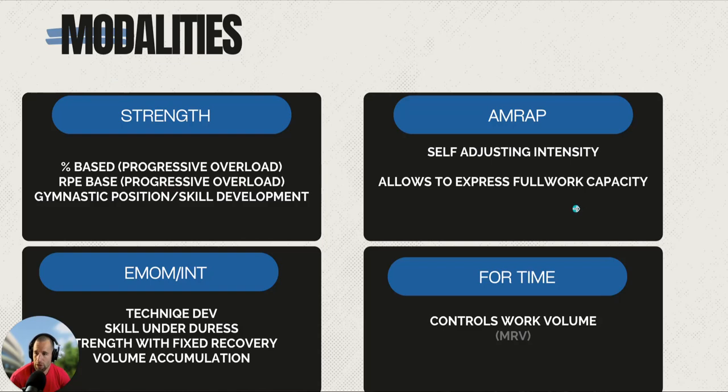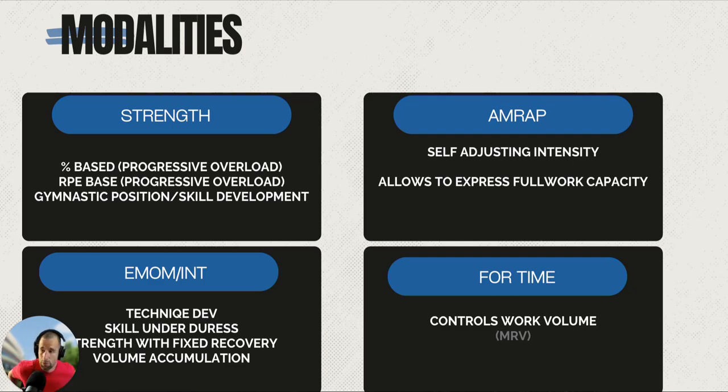Number 1, strength. We do percentage-based strength overload and then RPE-based progressive overload, meaning when we're doing a specific strength, it's typically building on itself week over week during the cycle or the focus, and then with a new focus, we have to bring it back down, use the new percentages, and build back up. The RPE-based is based off of how you feel that day or that week, so that can adjust.